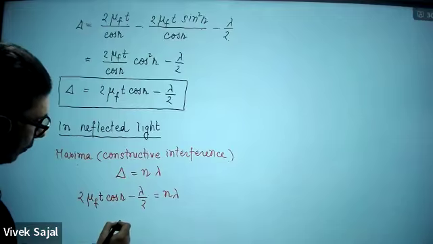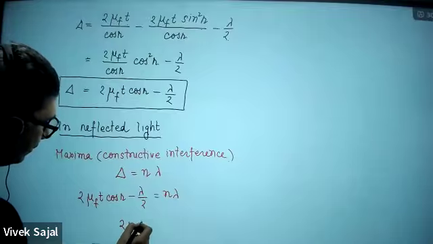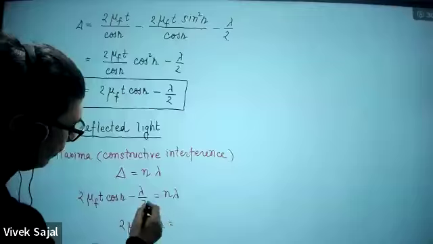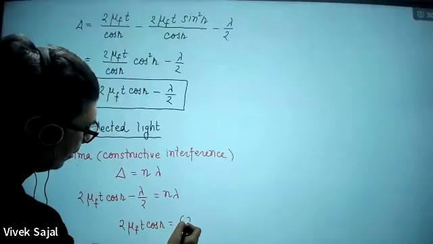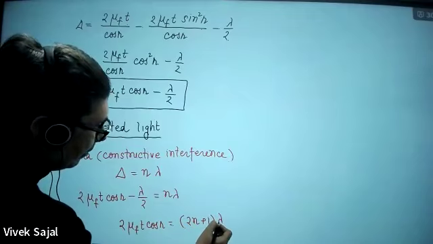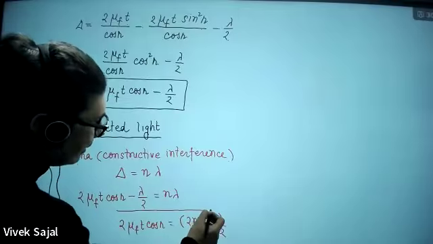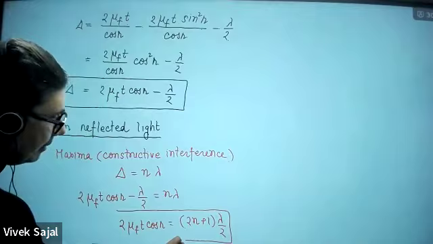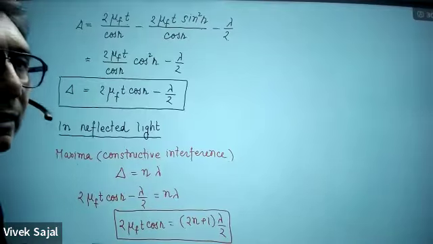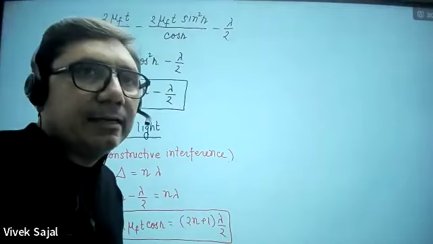So the condition for the maxima will be 2 mu f t cos r equal to (2n plus 1) lambda by 2. So this is the condition of constructive interference in the reflected light.